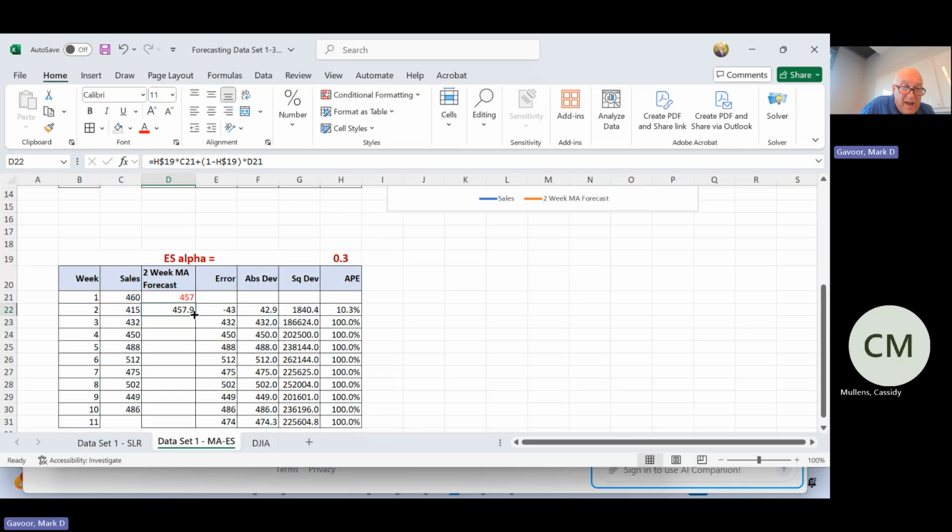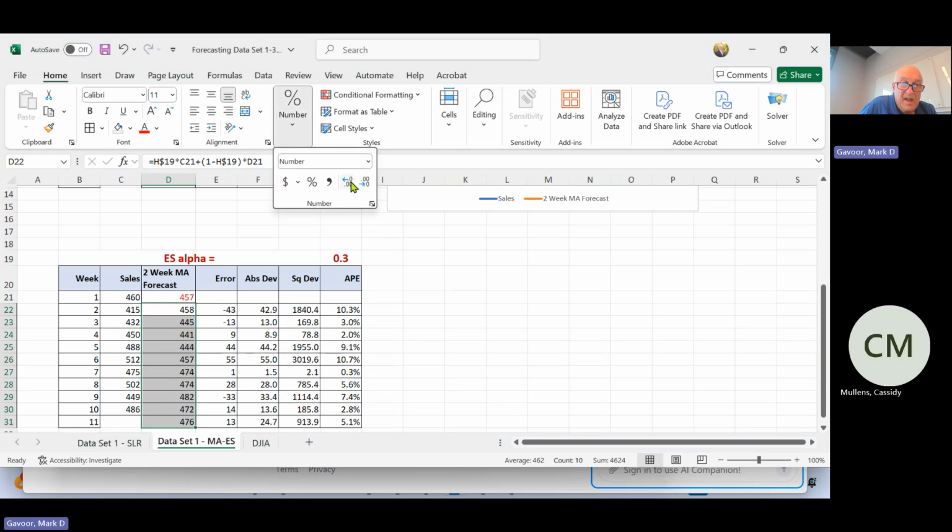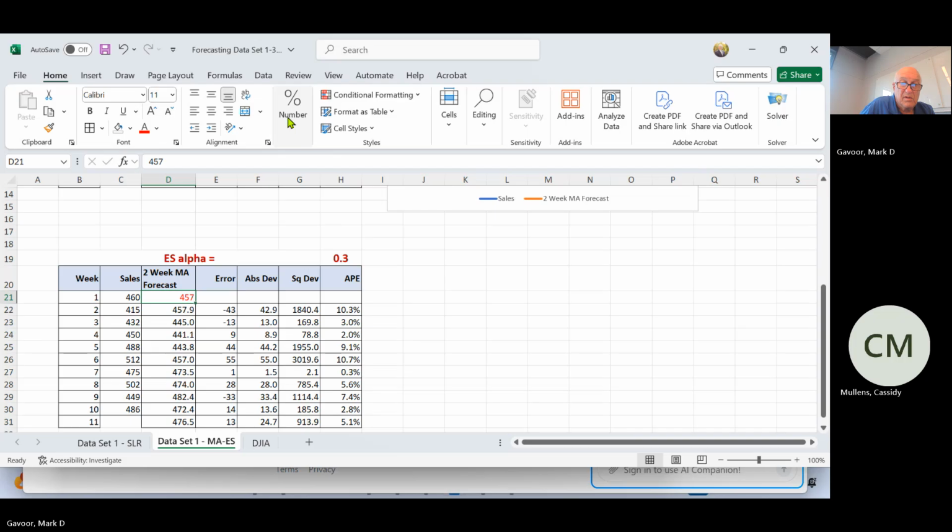Now if I drag this down, what happens? Notice the number of decimal places keeps growing. Exponential smoothing does that. I don't know why. It just keeps adding decimal places. What do I want to do? I want to go here and make everything one decimal place, right? I probably should make that one decimal place too, just to look good. Now, did all my errors change? C22 minus D22, yes. Nice, I don't have to calculate all that stuff.